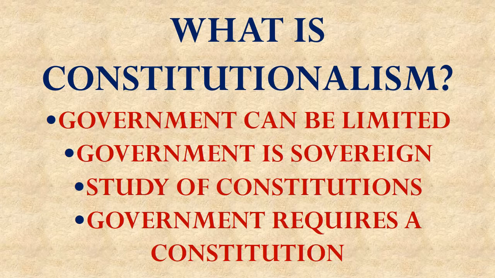Now, you might be mistakenly tempted to pick the fourth one, that government requires a constitution. No, it doesn't. Kings who had absolute power and claimed a divine right from God to do anything they wanted were still governments. So you don't have to have a constitution to have a government. But if you're going to have constitutionalism, then you must accept the idea that governments can be limited. So that's the correct answer. That's what constitutionalism is.